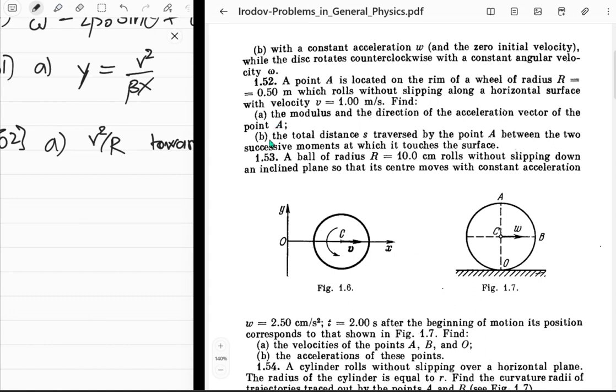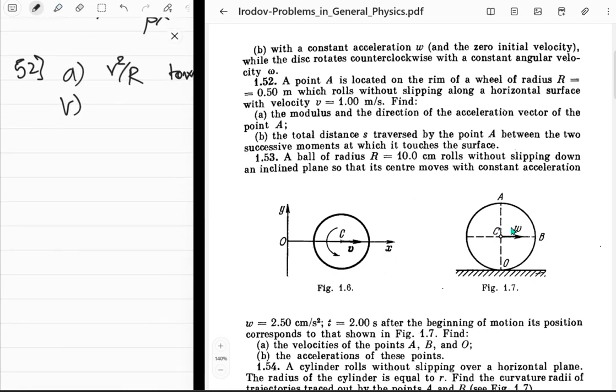Okay, the total distance s traveled by the point A between the two successive moments at which it touches the. Come on, are you serious? This is the kind of question they give to 10th graders. So it is gonna be the circumference. Oh, okay. Wait. You mean the distance traveled by A, not the center of mass. Okay, this is very different. It's like a cycloid motion. Oh no, this is going to be very complicated.